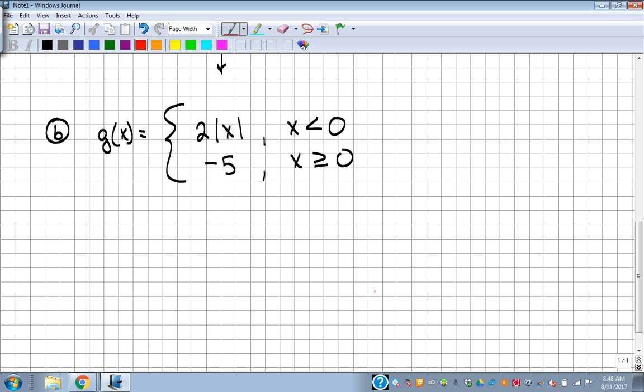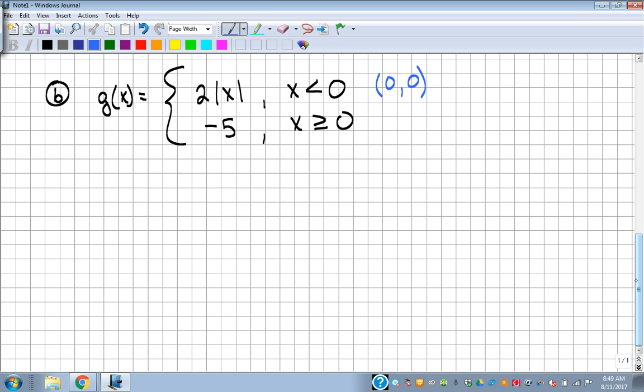So what's the important point for the first piece, the absolute value piece? What's the x value for that? It'd be 0, right? And then if I plug that in, what's the absolute value of 0? 0 times 2 would be 0. The origin is an important point for that graph. It's also an important point because it's an absolute value graph. What's the vertex of that absolute value equation? It's 0, 0.